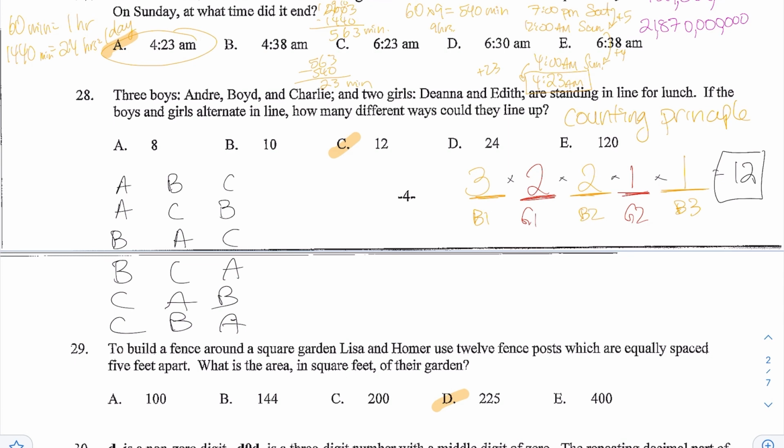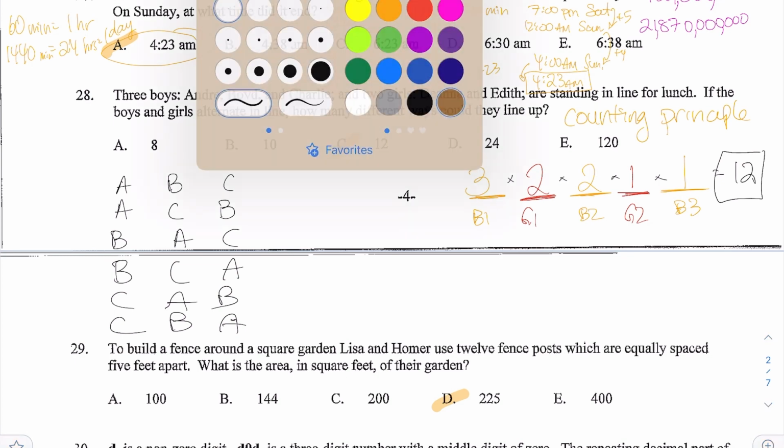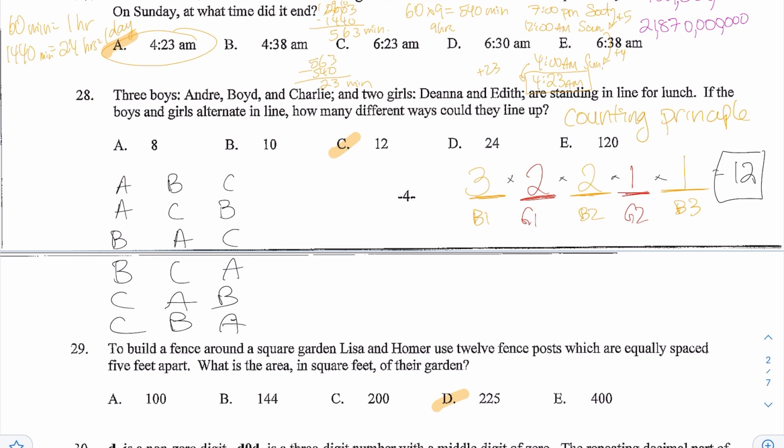And then from each of these, you can have 2 for the girls for each one. So you can have D first and then E, or E and then D. So for each of these 6, you can branch out another 2 times, for D and then E, or E and then D. So there's a total of 12 there. But the shortcut is the counting principle.